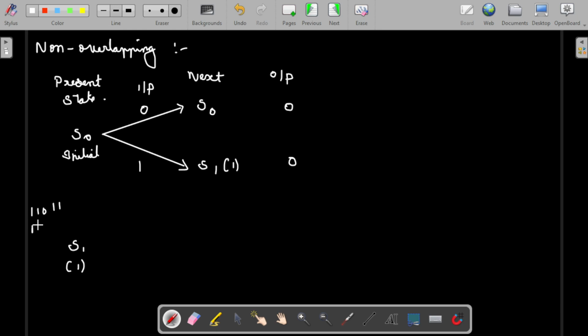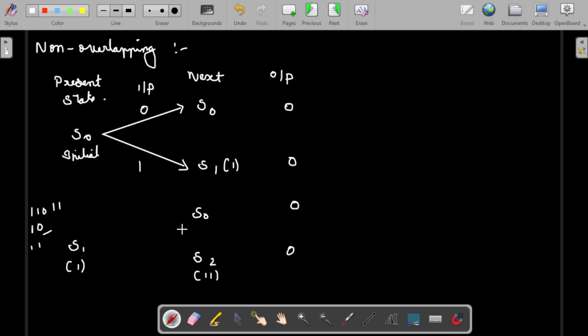So already 1 is there. If 0 comes, then the sequence will be broken. If 1 comes, then it will go to the next state. If 0 is coming, it will be broken back to the first state, that is S0. If 1 is coming, it will move to the second state. So the next state is 1 1. Output will be 0 in both cases.